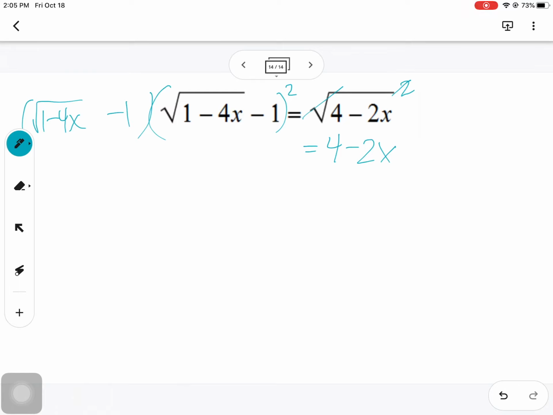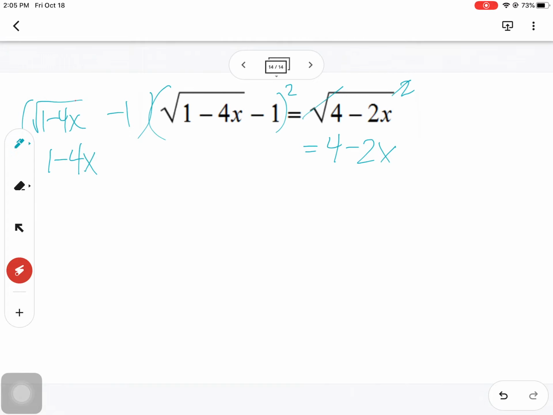and I'm going to FOIL this binomial. And this gets a little hairy, so stay with me. Feel free to rewind and watch this part a couple times if you need to. When we do this, the first thing you're going to do is the root 1 minus 4x times root 1 minus 4x, which is really just the square root of 1 minus 4x squared. So those radicals just cancel and you have 1 minus 4x.